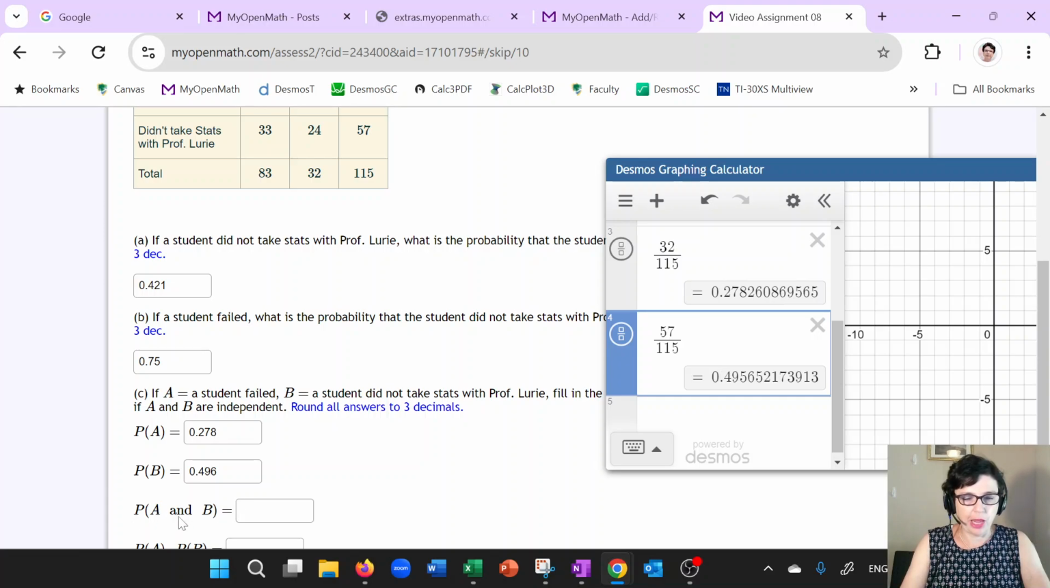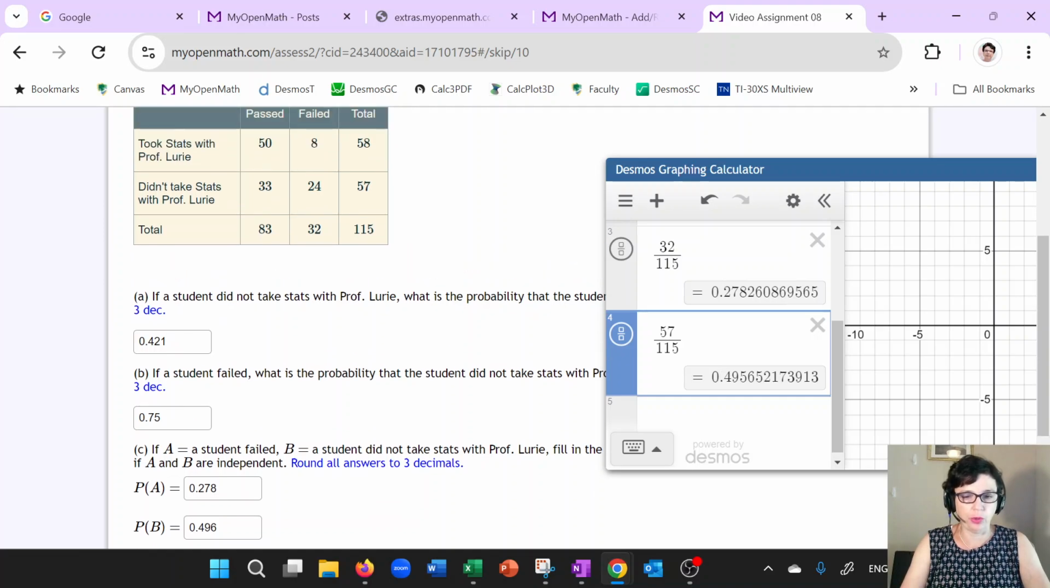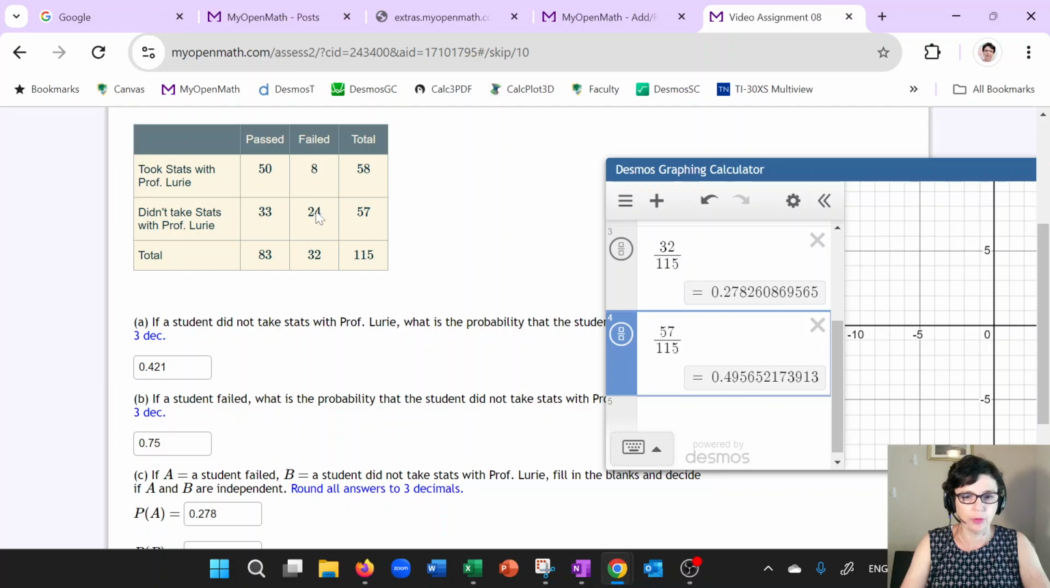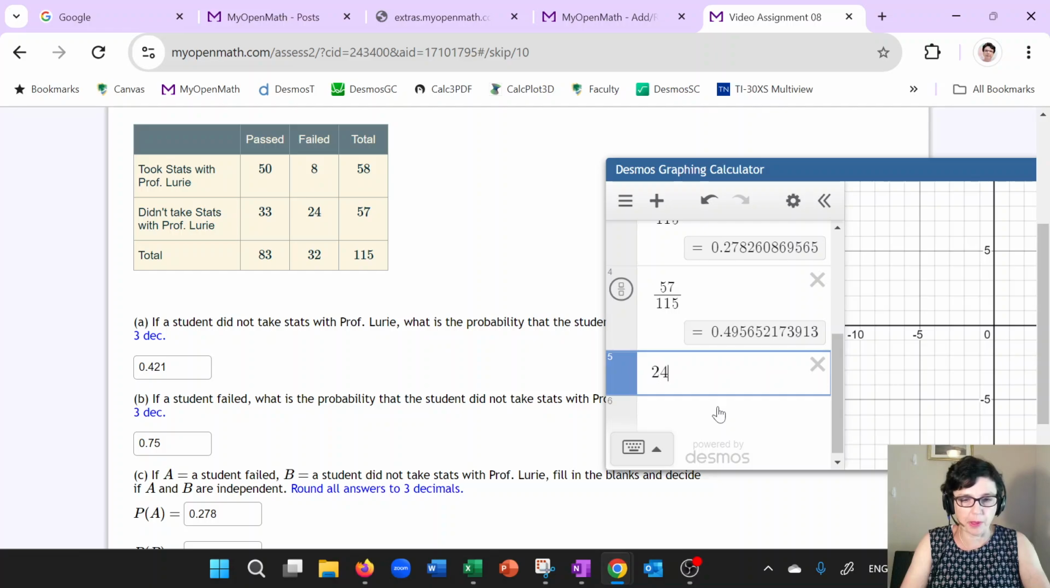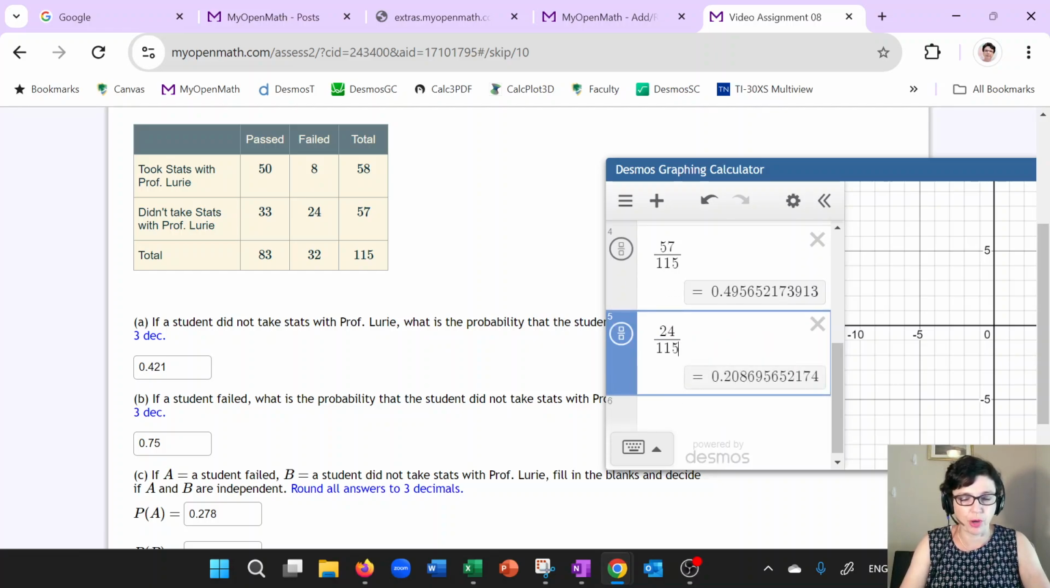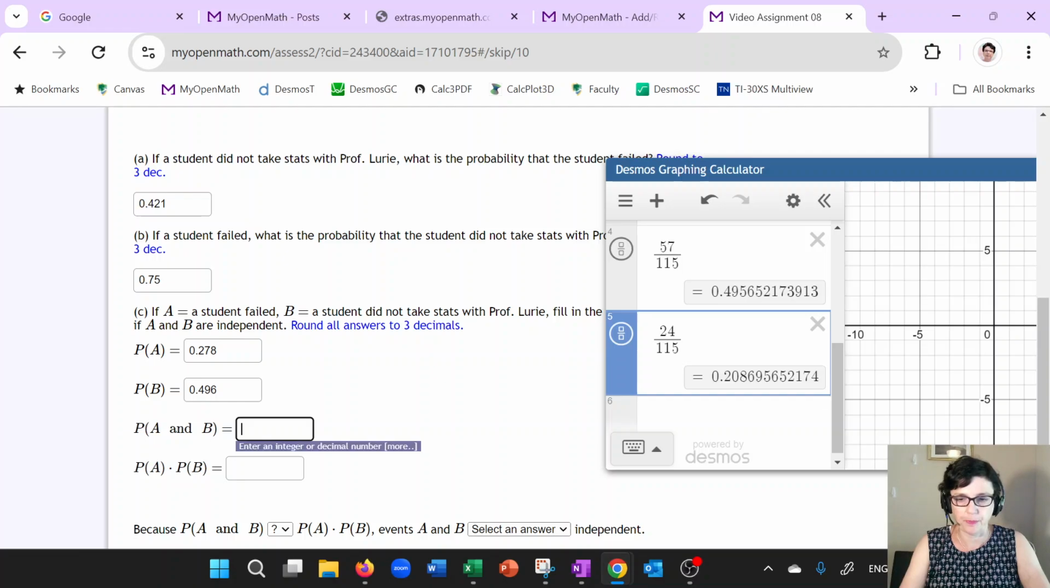Finally, this is a very tricky question. This is A and B. Now, remember that and in probability means at the same time, both at the same time. So it means that the student failed and at the same time, the student did not take stats with Professor Luri. How many people were like that? Well, we can see that there are 24. And again, because this is not conditional probability, you are dividing that by the grand total, which is 115. And so I get 0.209.